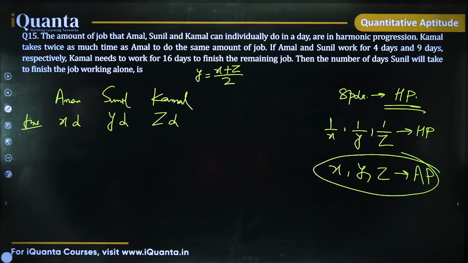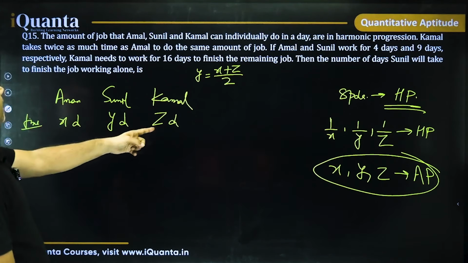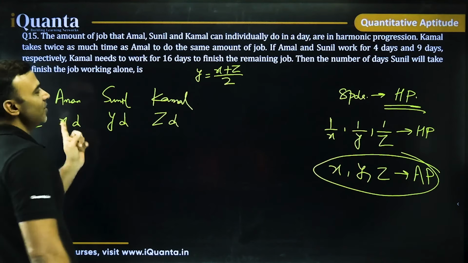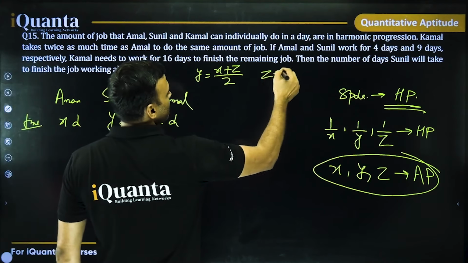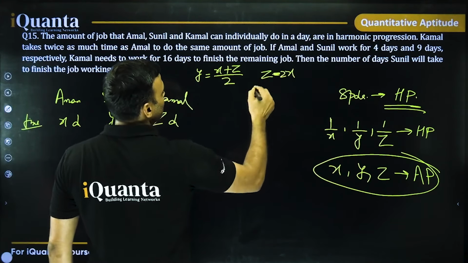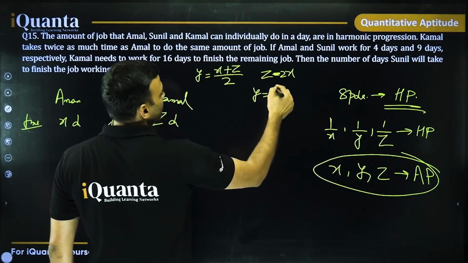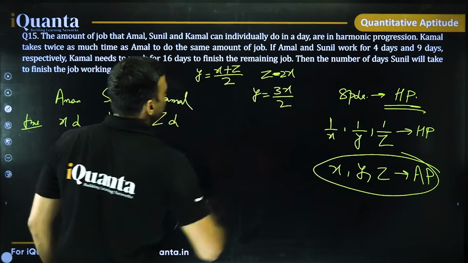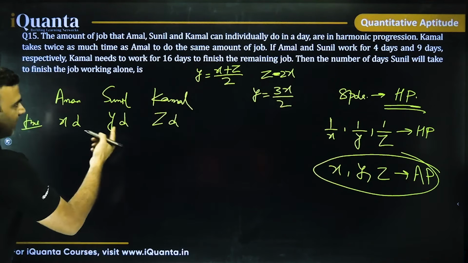Also, Kamal takes twice as much time as Amal to do the same amount of job. Who? Kamal takes twice as much time as Amal. Fantastic. So Z is equal to 2X. Wow. So Y is equal to (2X plus X) by 2, 3X by 2. Fantastic. So we have the values of Y and Z both.